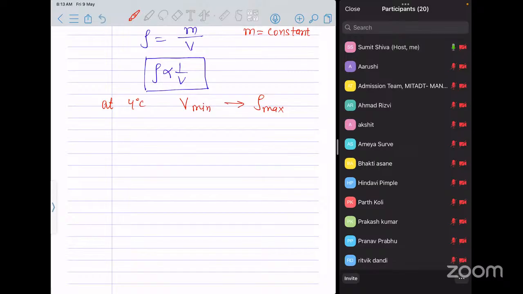So at what temperature does water have the maximum density? It will have maximum density at 4 degrees Celsius, since at 4 degrees Celsius the contraction will be maximum and volume of the water will be minimum.